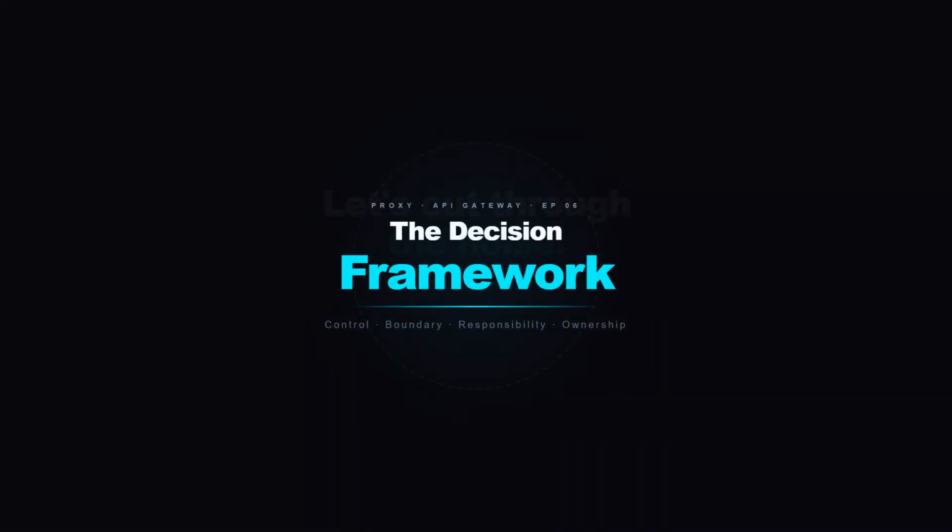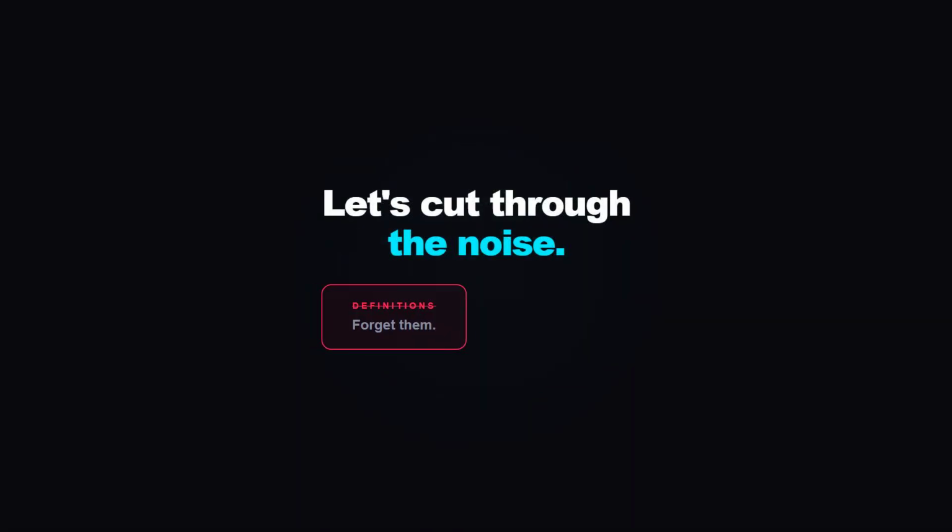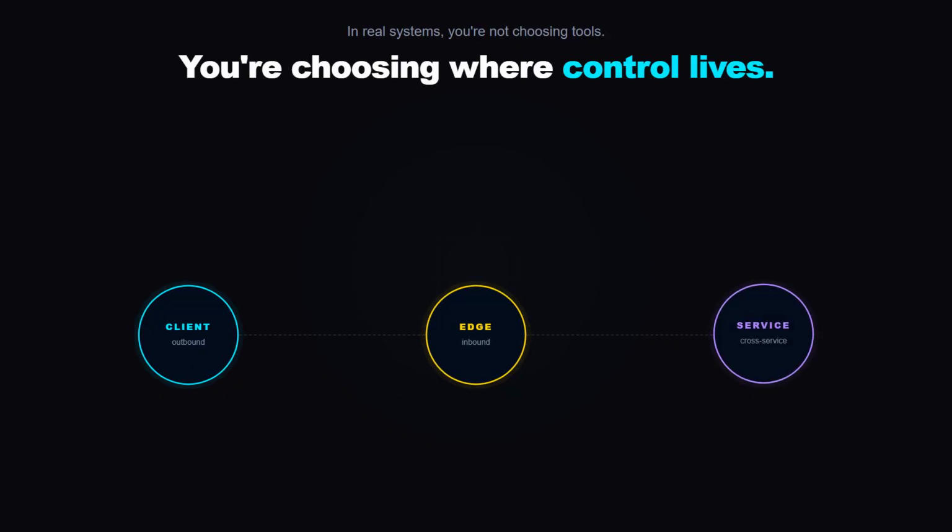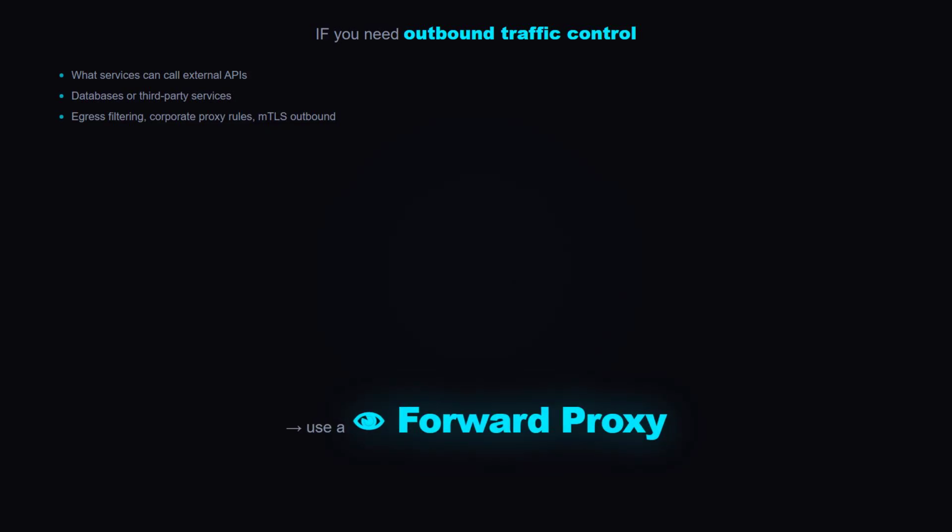So let's cut through the noise. Forget definitions. Focus on decisions. In real systems, you're not choosing tools. You're choosing where control lives. Here's the practical framework. If you need to control outbound traffic, what services can call external APIs, databases, or third-party services? Use a forward proxy.